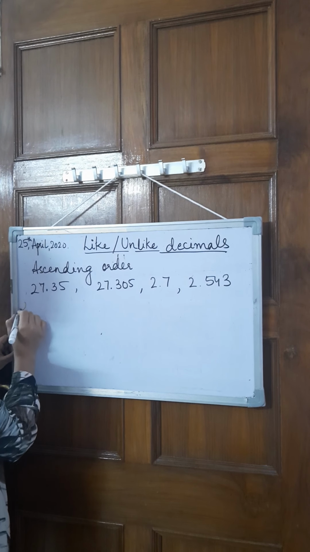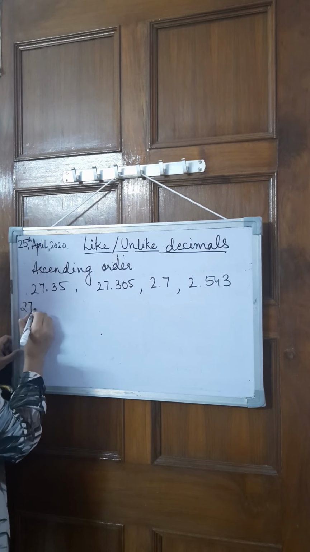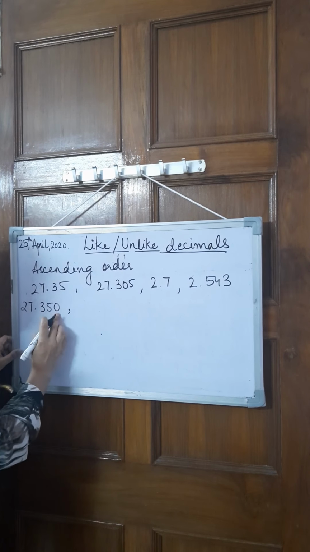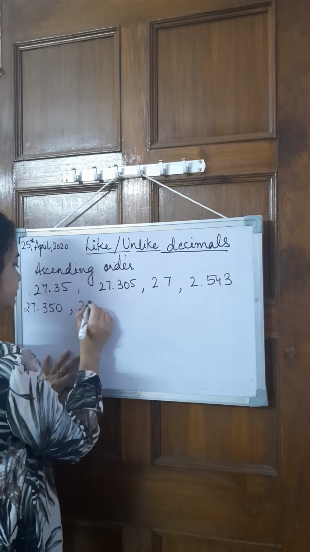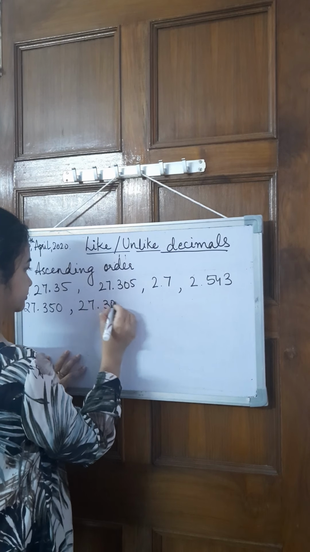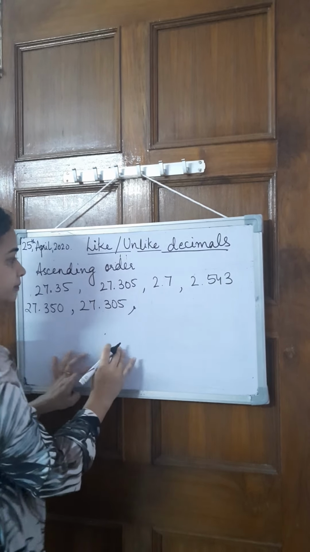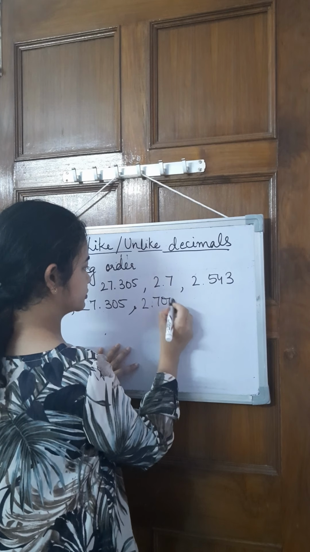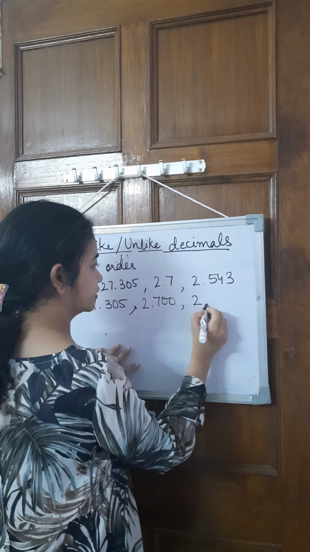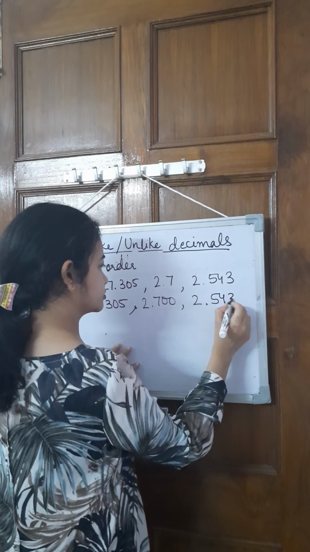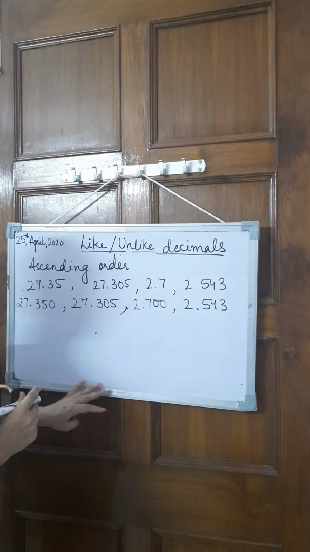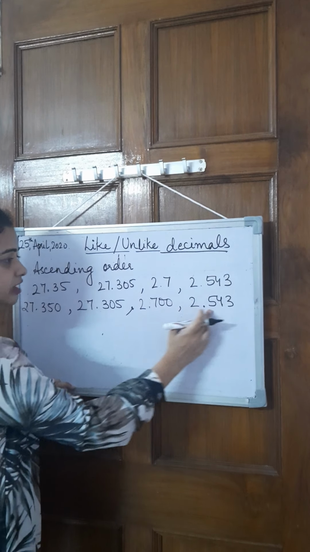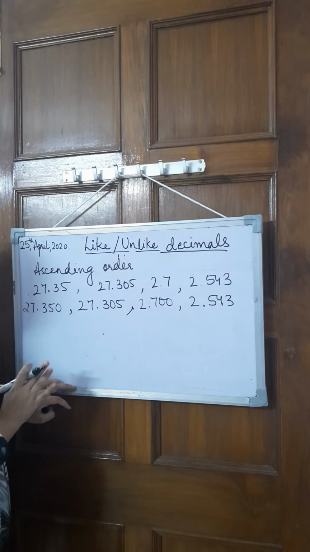So this will be 27.350. So I have 3 places now. This is already 3 places. Replace, this is 2.700 and this is 2 point, this is already. Now if you check them, all have 3 places after decimal. Now I can compare them.